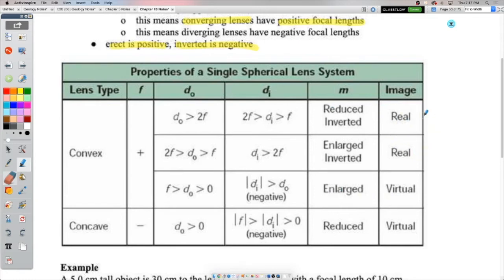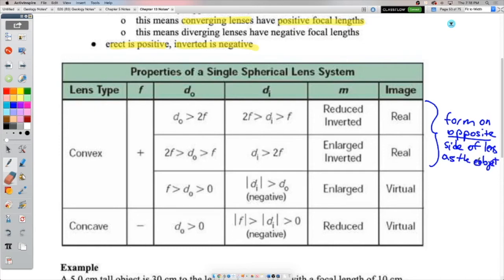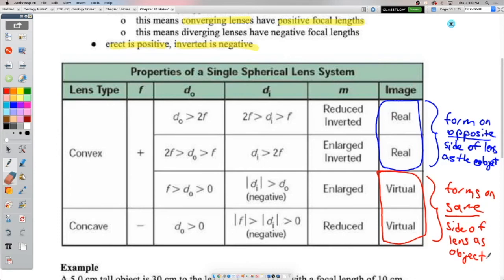Real in this case will mean, if we're looking for a simple look at it, real images for lenses form on the opposite side of the lens as the object, right? Of course they have to, because that's where the real rays are going to be. The only way to get a real image is if real rays converge. Real rays are not converging on the same side of the lens as the object is. Whereas virtual is going to mean, you guessed it, if it's virtual, it forms on the same side of the lens as the object is, because that's where virtual rays might appear to converge once our eyes trace them back.